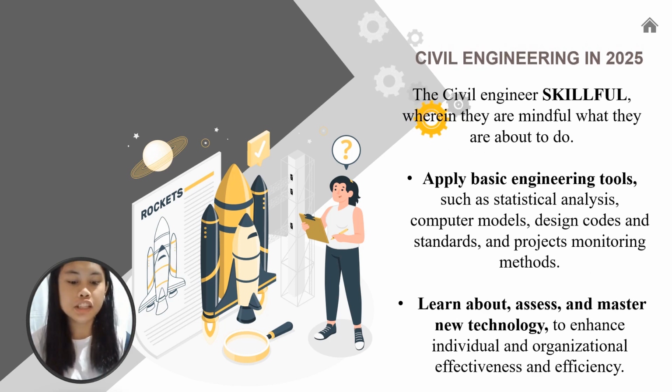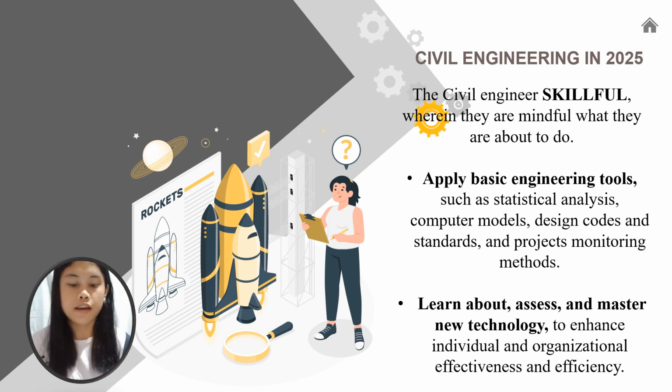So the civil engineer is skillful, wherein they are mindful of what they are about to do. So it is important that a civil engineer must be skillful. They need hard skills like project management, mathematics, and special knowledge for construction, design, and the infrastructure that they manage. So here are the objectives for a skillful civil engineer.